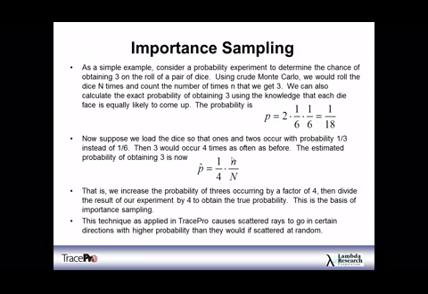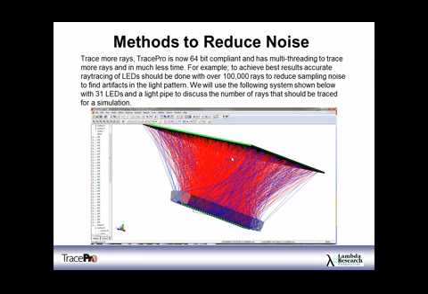We get more rays into an area where we want them to go, but we flux weight them so that we get the right answer. This technique is applied in TracePro, causes scatter rays to go in a certain direction with a higher probability than they would if they were scattered at random. So we're loading the dice, pretty much what we're doing with importance sampling. So let's look at an example that we're going to use throughout this webinar.